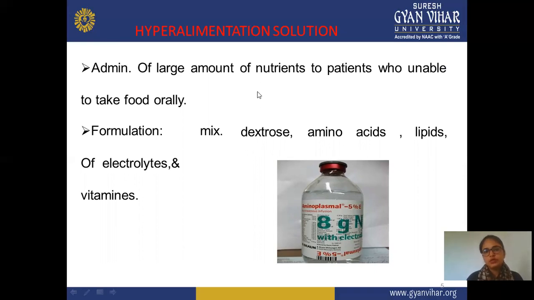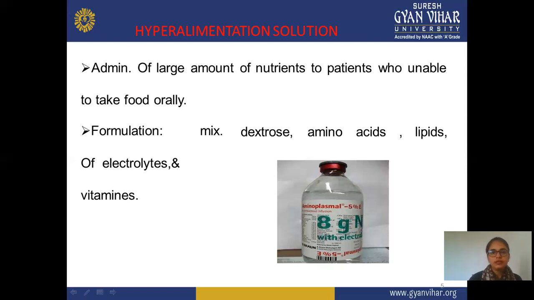And it is a large volume parenteral or large nutrient containing formulation. The formulation mixes dextrose, amino acids, lipids, electrolytes and vitamins. It means different nutrients or different molecules are present in this. It contains dextrose or a mixture of dextrose, as well as amino acids, lipids, electrolytes and vitamins. So these are the ingredients of this hyperalimentation solution. And this is mainly given to those patients who have a severe condition and are unable to take food by the oral route.